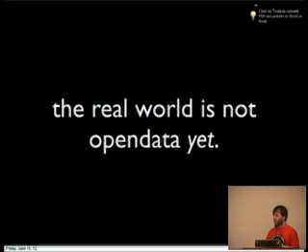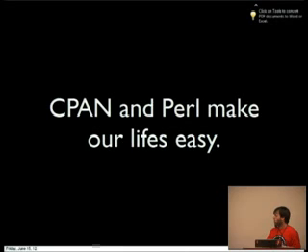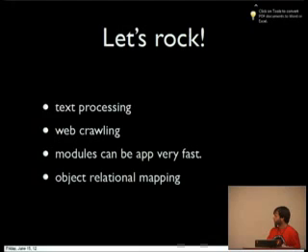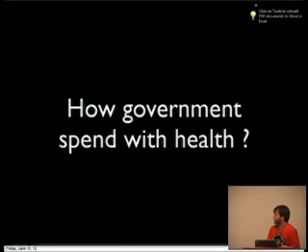But we have a problem today. The real world is not open data yet. So why can CPAN and Perl make our lives easy? The big problem when we don't have open data is that we need to process data and do web crawling, and this is what Perl can do very well.